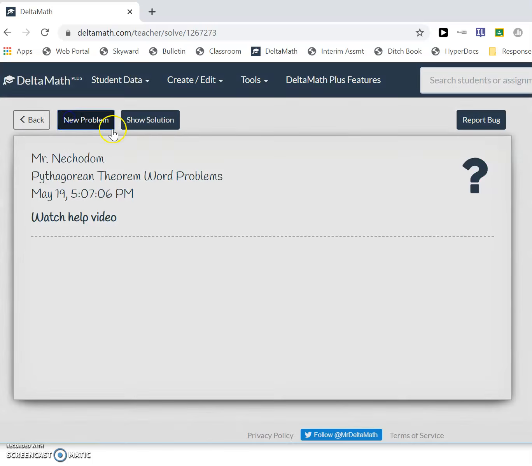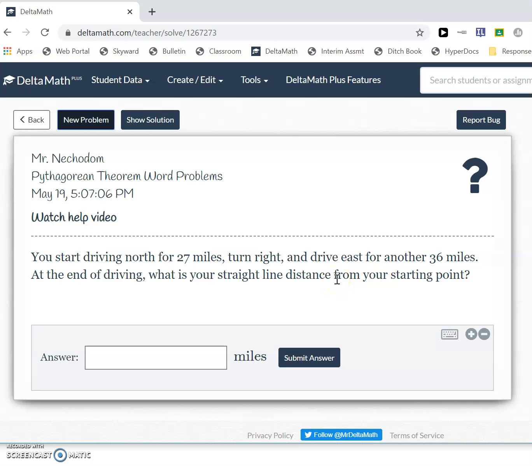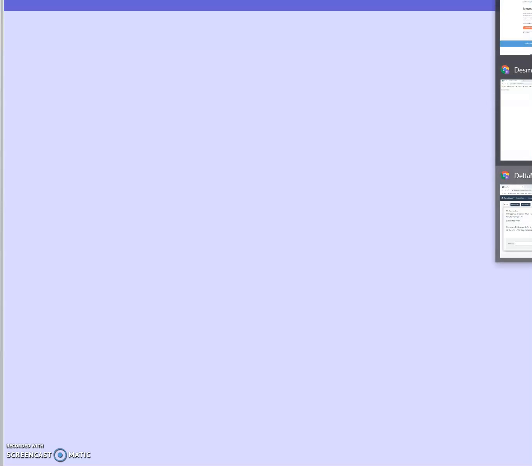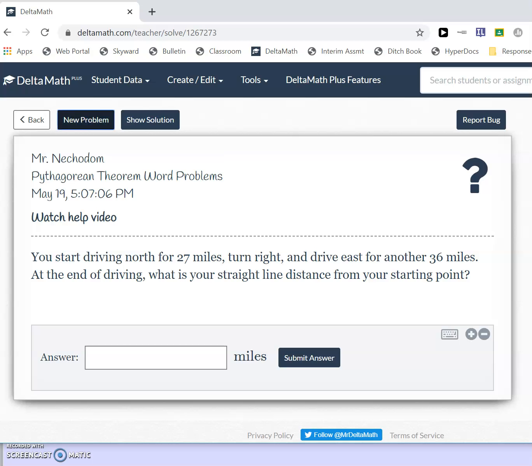All right, here's a new problem. You started driving north for 27 miles and then east for 36 miles, and when you're done, what's the straight line distance to your starting point? Let's look back over here and draw a picture of that. That was 37 and 12. Nope, 27 north and 36 east. So 27 north, 36 east.